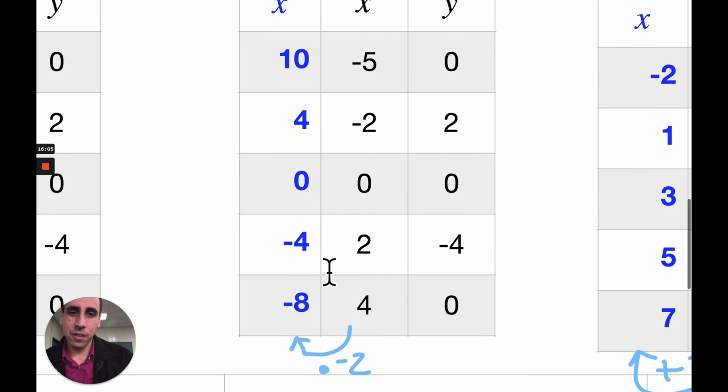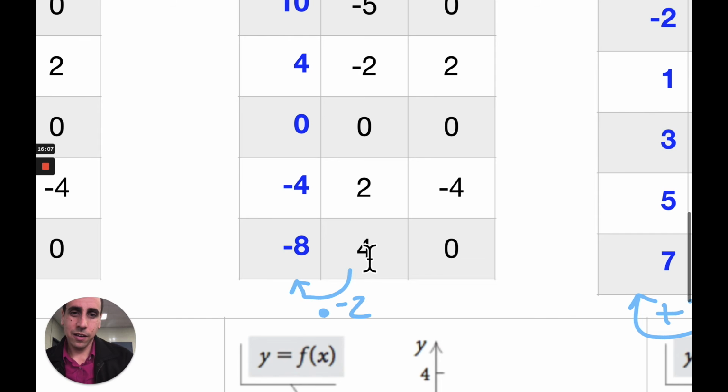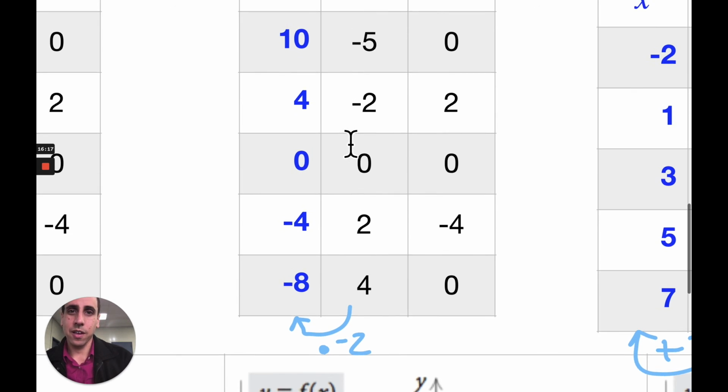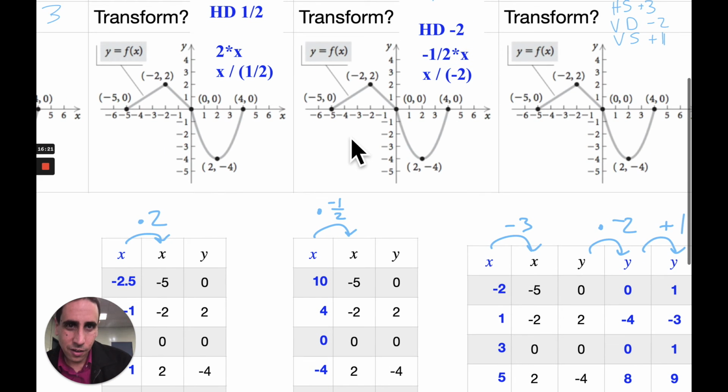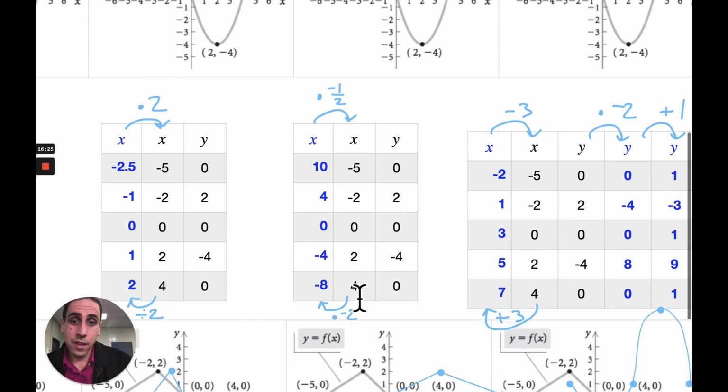Maybe it's a bit easier to think about it in terms of like this. Like if you're going to take these values, 4 times -2 is -8. 2 times -2 is -4. 0 stays the same, like this. So we can see here that if you want a horizontal dilation by a factor of -2, then you have to take all these values and multiply them by -2.